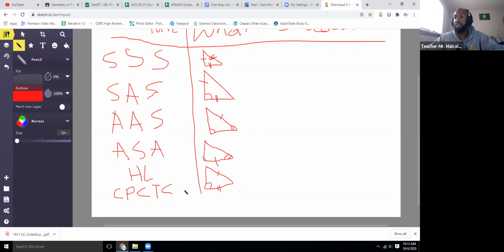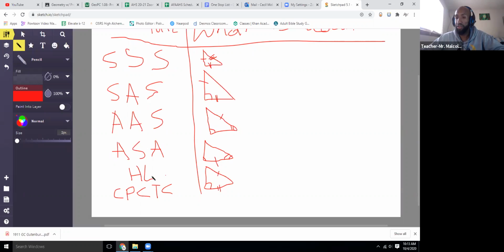Okay. And now finally, CPCTC requires you to have 2 triangles already proven to be congruent. So for example, if the triangles were proven to be congruent by HL, then all the sides and all the angles will be congruent. And that's basically what CPCTC represents. After you prove them to be congruent, the next step is to say that all of the sides and angles are congruent with their counterparts. Okay.